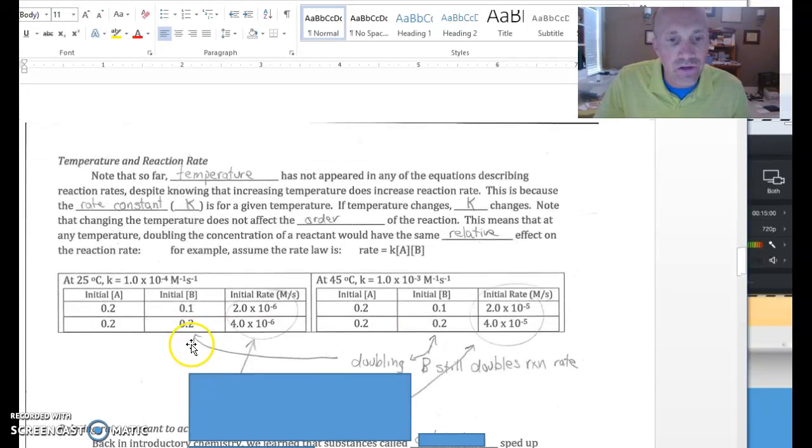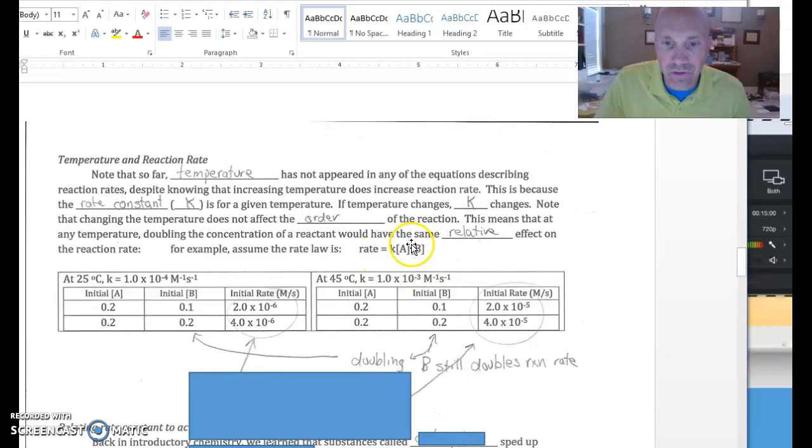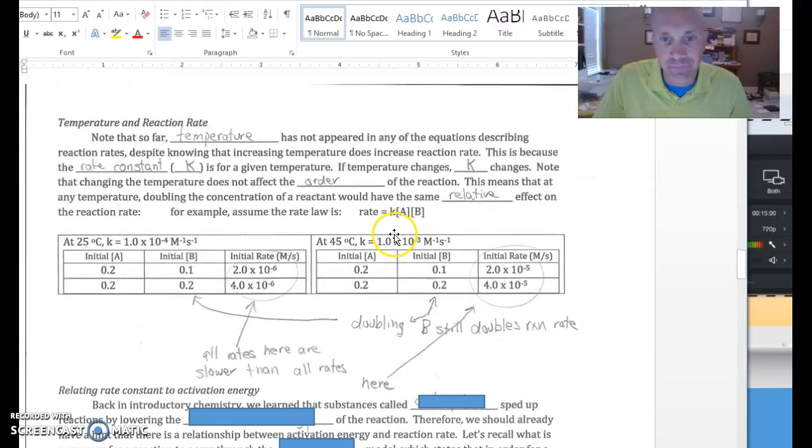So notice that, regardless, you have the same rate law, and you would expect to see that if you double the concentration of B, you should see a doubling of the rate, and that's exactly what you see. But every condition over here is being done with a higher rate constant because of the temperature, and you'll notice that both of these are at a lower initial rate than over here. So it's not that K just changes what the overall rate is, but the rate law still applies.